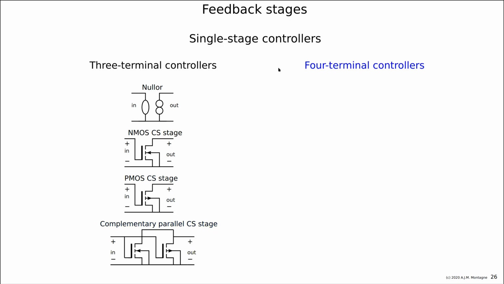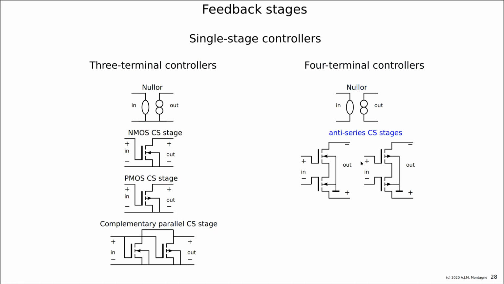4-terminal solutions also. 4-terminal we have seen by using balancing techniques, anti-series connection, we can convert a 3-terminal element into a 4-terminal element having almost the same properties, but odd characteristics. So now this is the ideal controller, we call it a nuller, and these are the 2 solutions of anti-series with P devices and N devices. Of course, you can also use a 4-terminal controller for a 3-terminal application, but not the other way around.